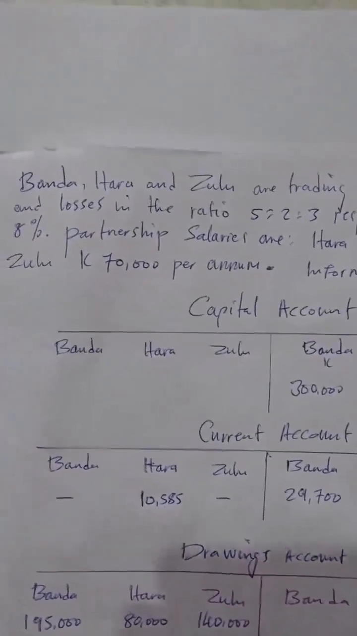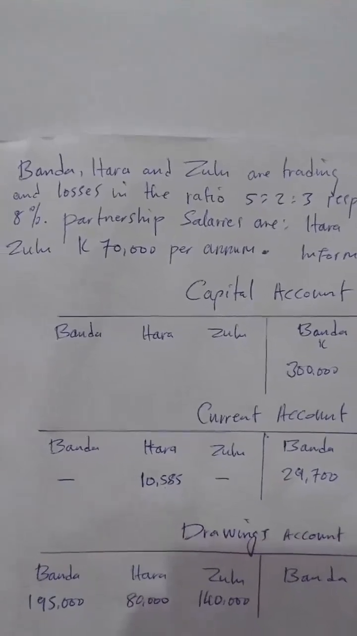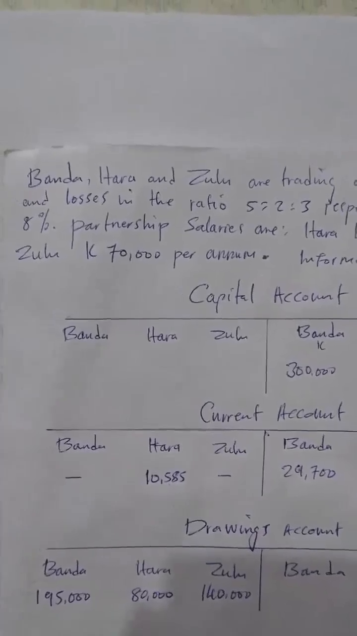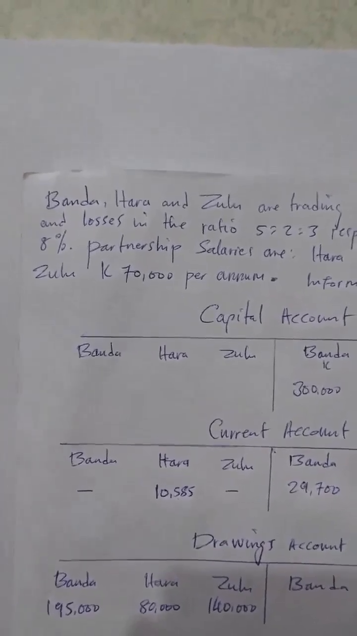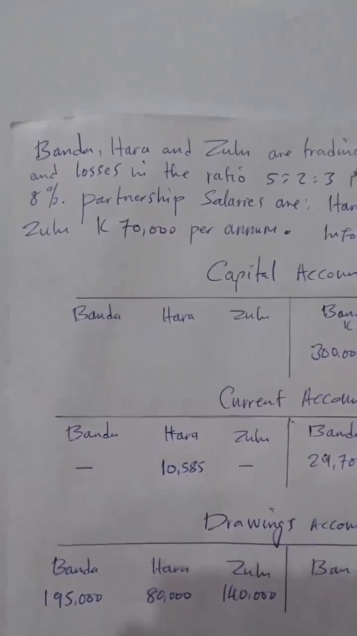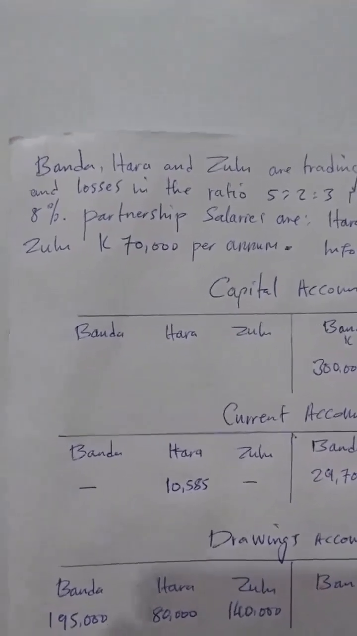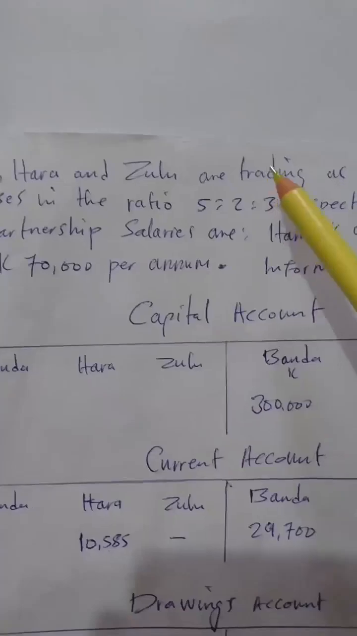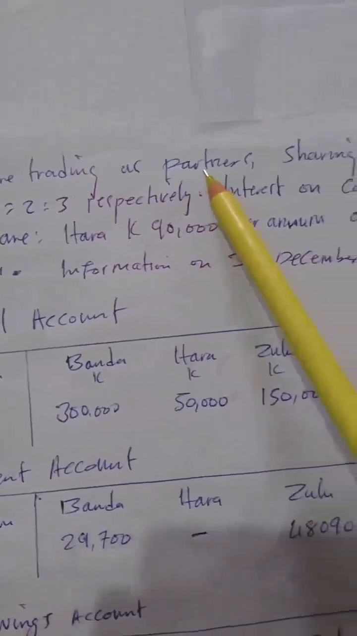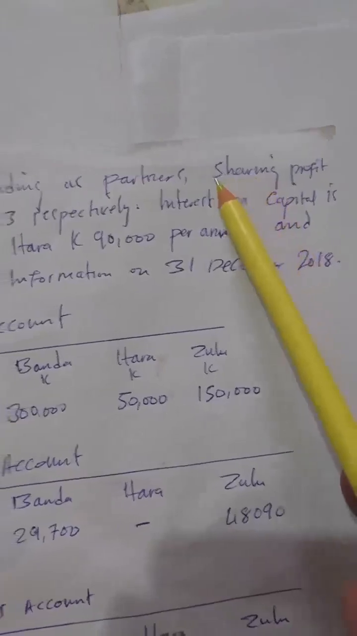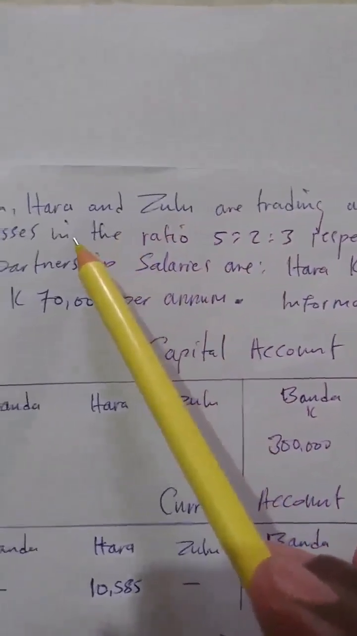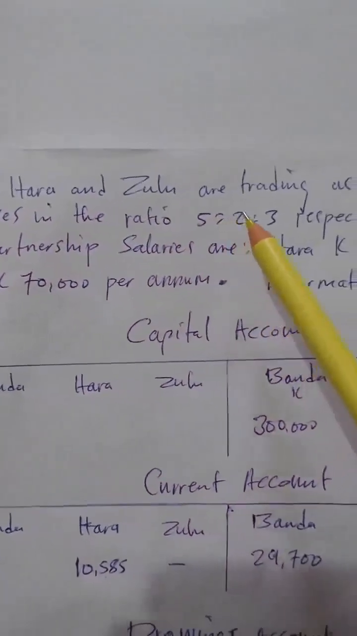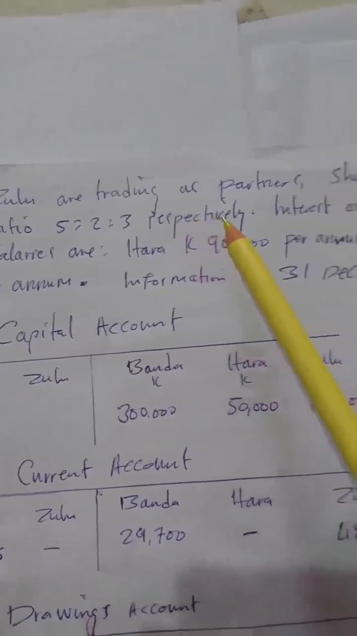Hello. So today let's continue. We are on partnership, and in front of me is the question that I want to quickly go through with you today. The question reads: Banda, Hara, and Zulu are trading as partners, sharing profit and losses in the ratio 5:3 respectively.